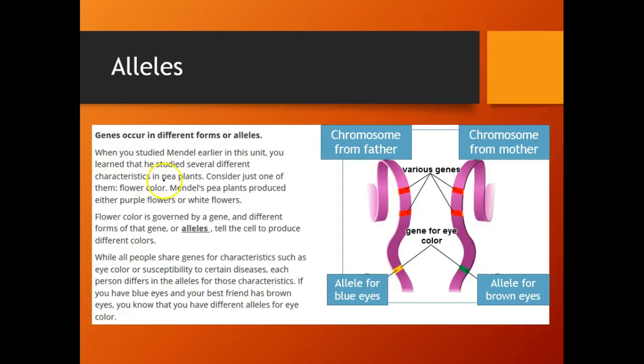Okay, alleles. We talked about this in a previous lesson, but let's go ahead and review that. So genes occur in different forms or alleles. So basically, alleles are different versions of a gene.